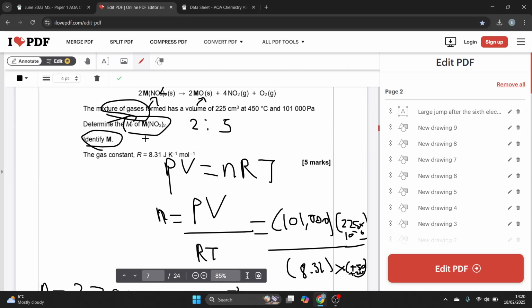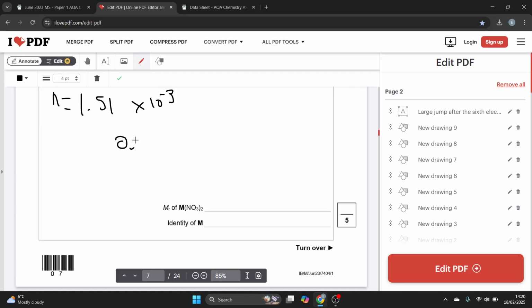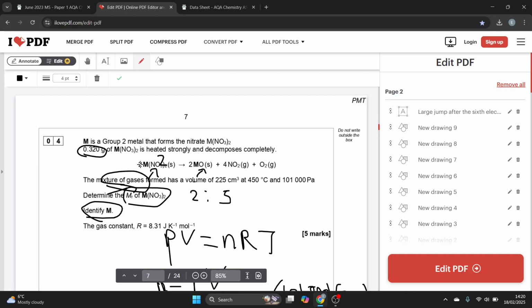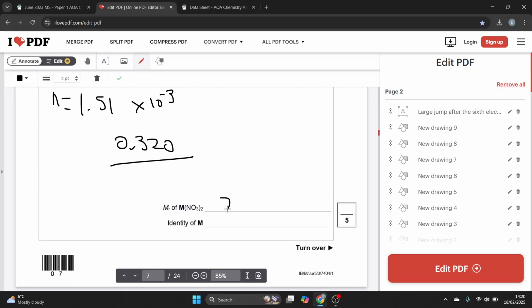I want to determine the MR of N, NO3. So moles is mass over MR. MR is mass, 0.320, over the number of moles. So 0.32 over the number of moles, and then I get the MR as 211.5. I'll put in brackets 212.